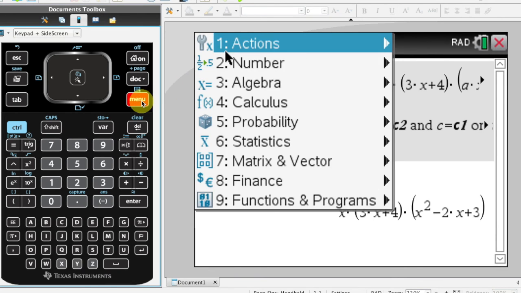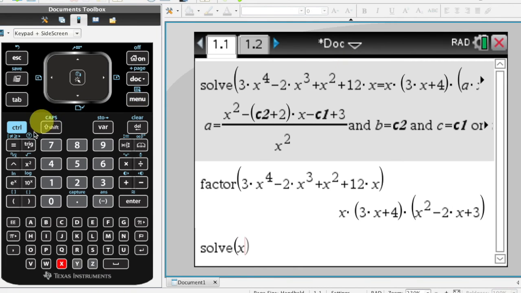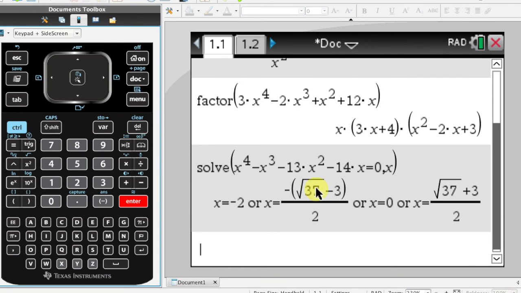So menu, algebra, solve. Now it's x to the power of 4 minus x cubed minus 13x squared minus 14x is equal to 0. I'm solving for x. And you can see I come up with my exact solutions here.